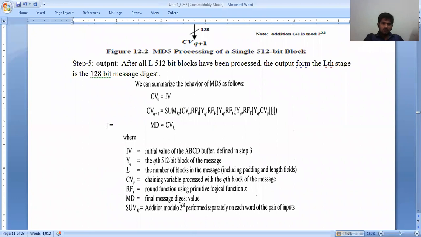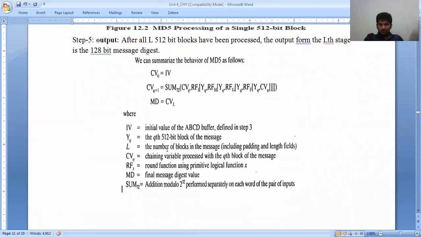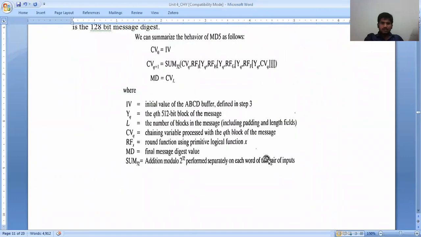Then, after all 512-bit blocks have been processed, the output from the last stage is the 128-bit message digest. So that is where the message digest is produced, and those are the terms used in it. That is the explanation.